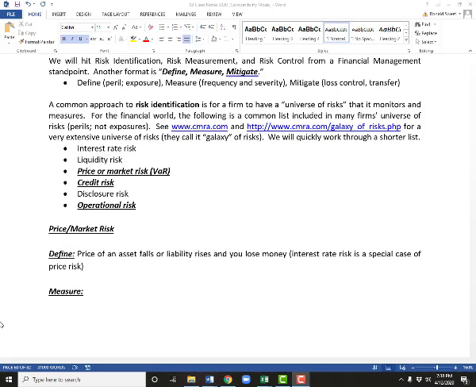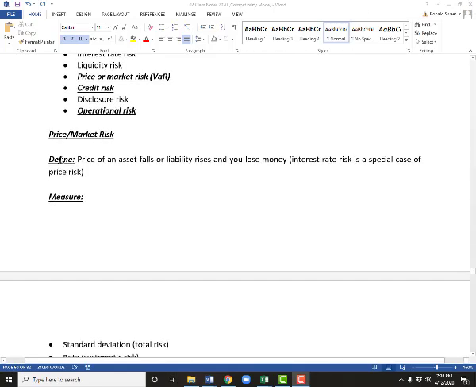So let's get into price risk. Probably the most talked about in finance is price risk. Our definition of price risk is quite straightforward: an asset value falls or a liability value rises such that you lose money.